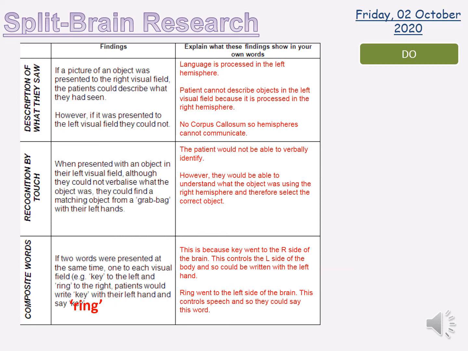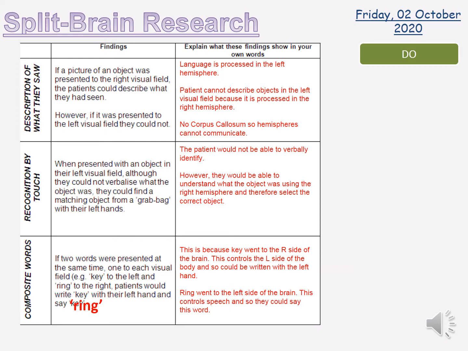So in terms of your explanations, language is processed in the left hemisphere. The patient can't describe objects in the left visual field because it is processed in the right hemisphere, and because that participant has no corpus callosum, the hemispheres can't communicate. In terms of recognition by touch, the patient would not be able to verbally identify the object, and again, this is due to a lack of corpus callosum. However, they would be able to understand what the object was using the right hemisphere, and therefore they'd be able to select the correct object.